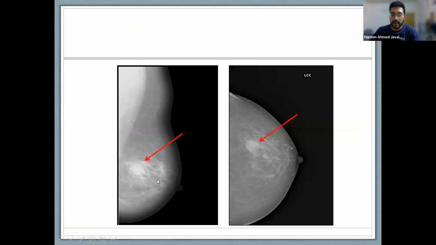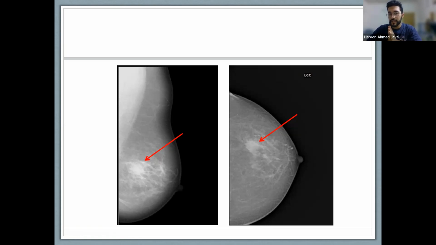So again, this is a mammography. This is the craniocaudal view. This is MLO. So basically they found a mass over here, right? So now once you found a mass and you suspect this is cancer, what is the next step you would do? You would go for more detailed imaging. So the more detailed imaging is going to be an MRI, right?